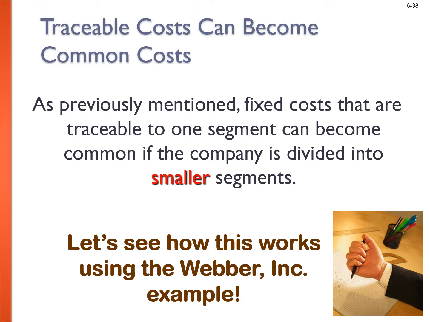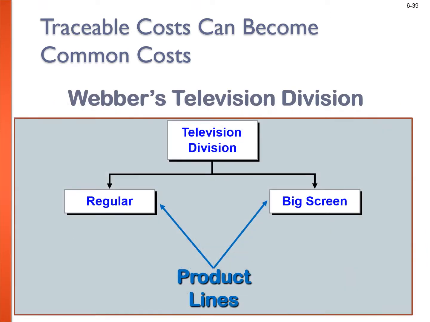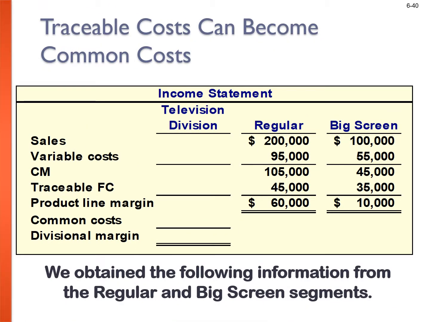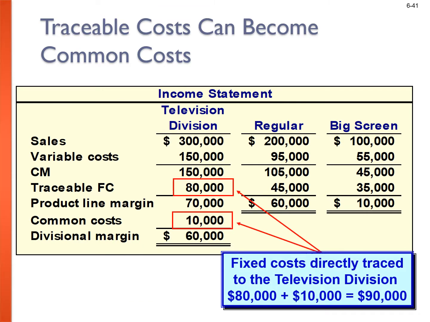Again, as previously mentioned, fixed costs that are traceable to one segment can become common if the company is divided into smaller segments. So you have to be careful of that. We're going to take a look at that with Weber right now. So we have the television division. Now we're going to break the television division down into regular and big screen, two product lines. As we do that, notice we have our sales, our variable costs, contribution margin. But now look at the traceable fixed costs. They're lower.